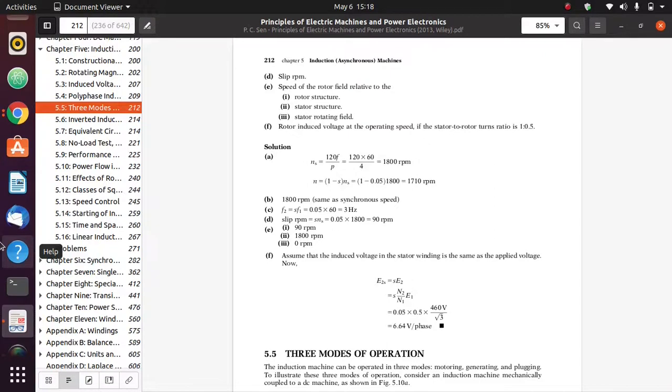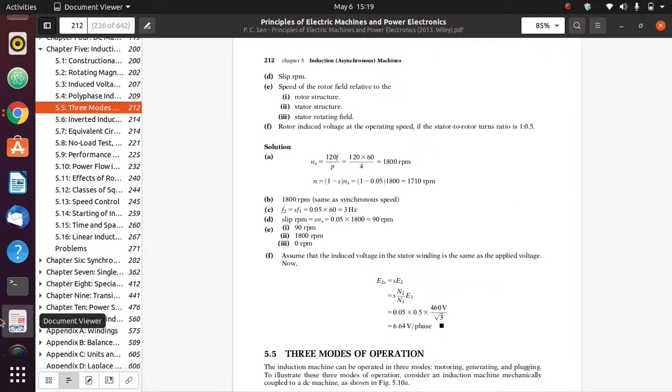Now remember that the induced voltage in the rotor circuit when it is closed is given by the slip times the induced voltage in the rotor when it is at standstill at stator frequency F1. Now when you look at this formula, E2 is the same when you make E2 the subject. It will be E1 times N2 over N1.